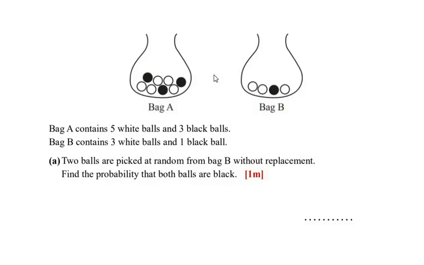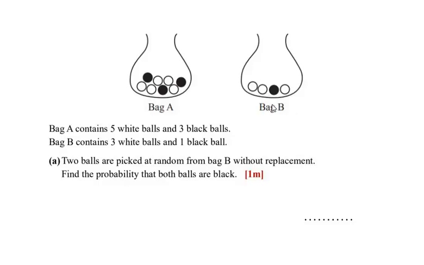Now here we have been given 2 bags and there are certain number of black balls and white balls inside them. Inside the bag A we have 3 black balls and 5 white balls, and inside bag B we have 1 black ball and 3 white balls. Now in the first question it is given that 2 balls are picked at random from bag B without replacement. Means once we pick out the balls, we are not going to put them back in the bag. So in this case we have to find out the probability that both the balls are black.